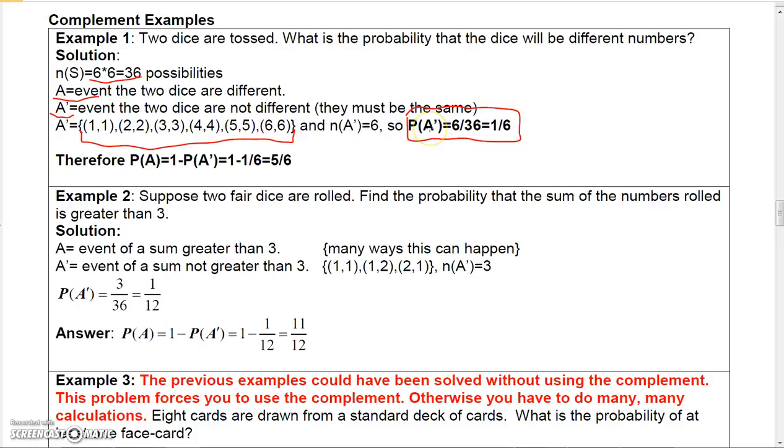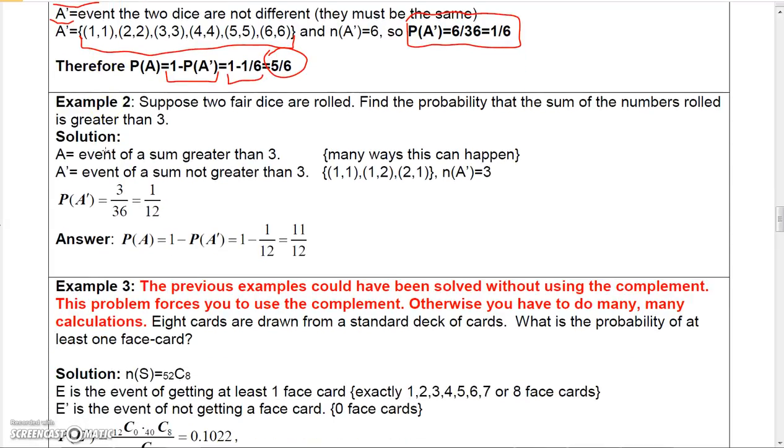Now, I didn't want to know the probability of A prime. I wanted to know the probability of A. Well, once I know the probability of A prime, you just subtract the probability of A prime from 1, and that will give you the probability of A. So 1 minus 1/6 is 5/6. So the probability that the dice are different would be 5 out of 6, you see.